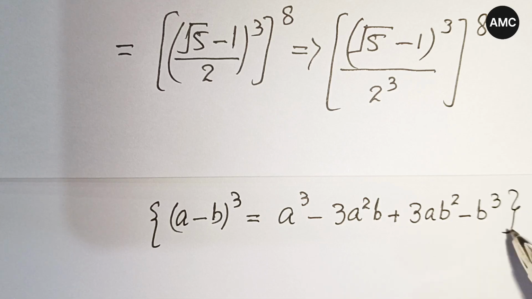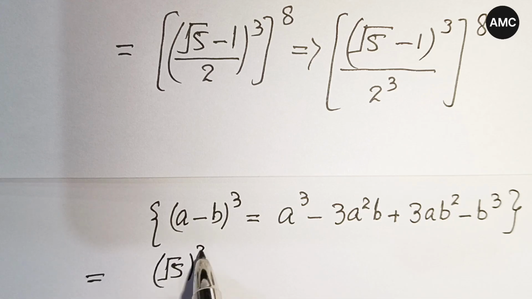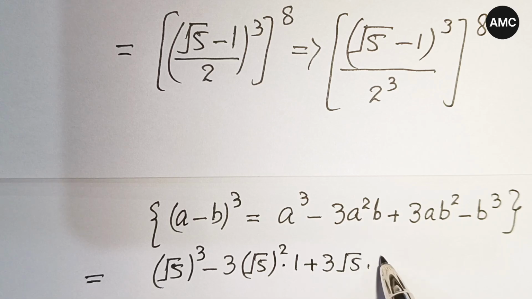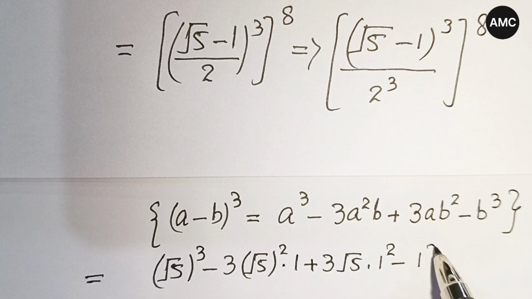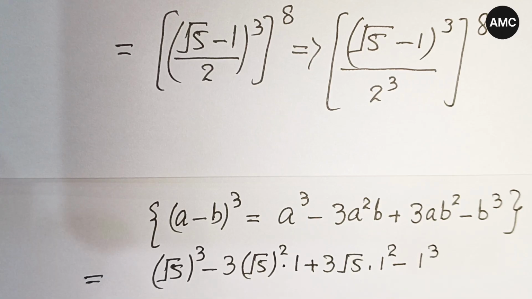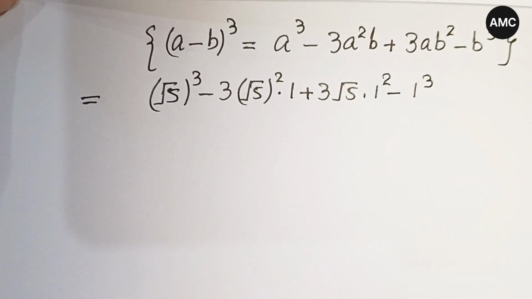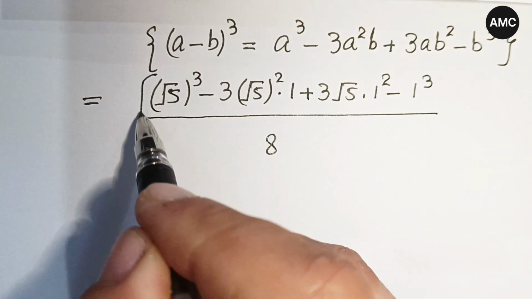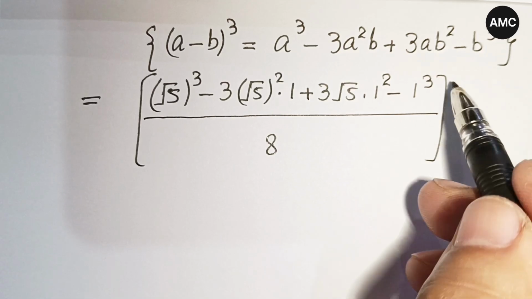So applying it in the numerator, we will get the square root of 5 whole cubed minus 3 times a squared, which is the square root of 5 whole squared, times b, here b is 1, plus 3 times a, the square root of 5, times b squared, which is 1 squared, and minus 1 cubed, all over 2 cubed, which is equal to 8, and then whole to the power 8.